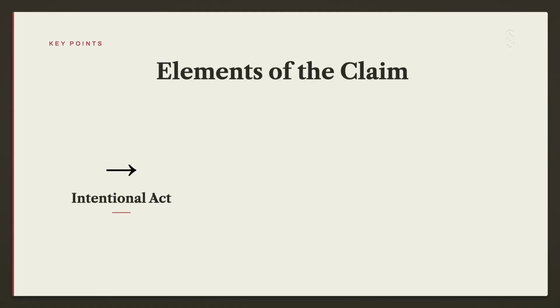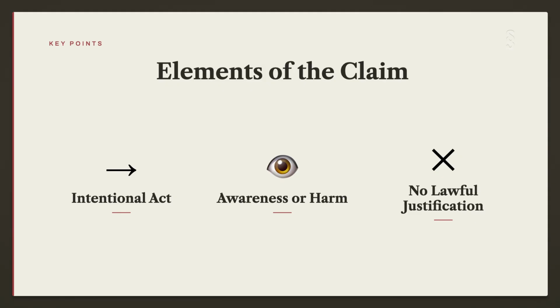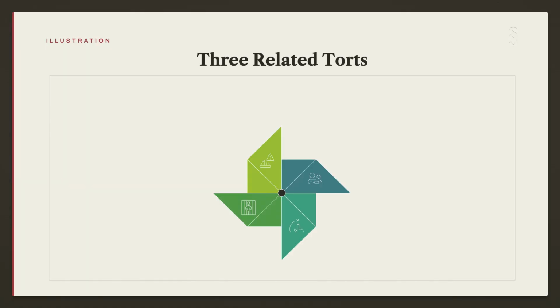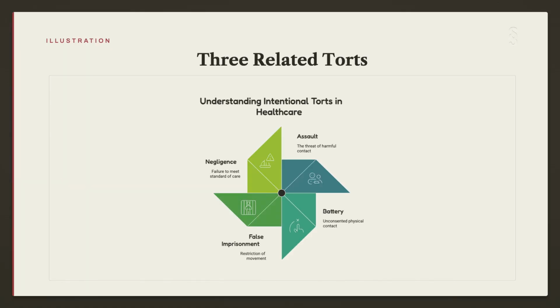The claim requires that confinement be intentional rather than accidental, that the person be aware of it or harmed by it, and that no lawful justification exists. Clinical concern about a client's safety is not the same thing as legal authority to confine them. Students often confuse this tort with its neighbors. Assault is the threat of contact. Battery is the contact itself. And false imprisonment is the restriction of movement. A single episode can produce all three.